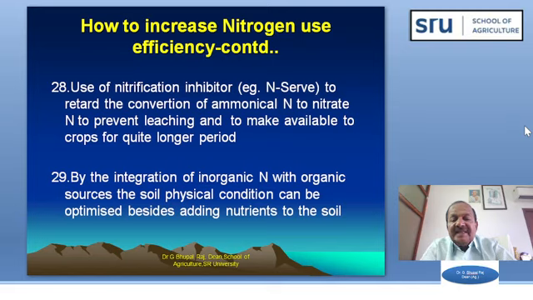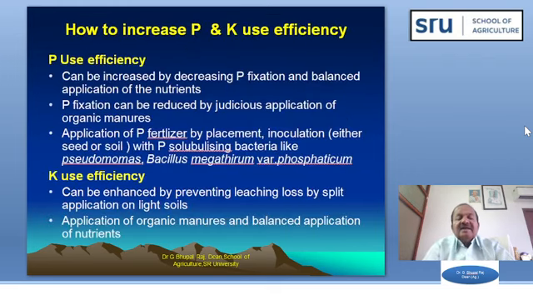Use of a nitrification inhibitor, for example nitrapyrin, retards the conversion of ammoniacal nitrogen to nitrate nitrogen, preventing leaching and making nitrogen available to the crops for a longer period. By integrating inorganic nitrogen with organic sources, the soil physical condition can be optimized besides adding nutrients to the soil. Coming to phosphorus and potash use efficiency, phosphorus use efficiency can be increased by decreasing phosphorus fixation and balanced application of nutrients. Phosphorus fixation can be reduced by judicious application of organic manures.